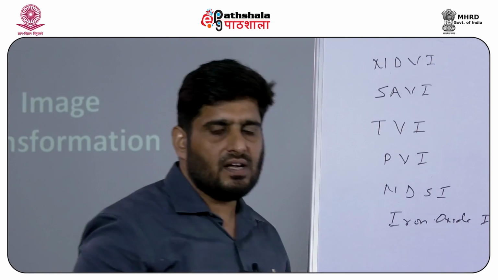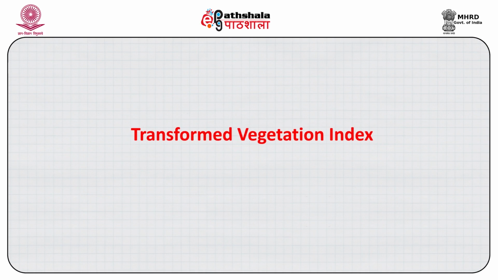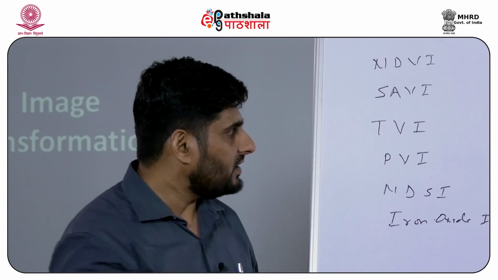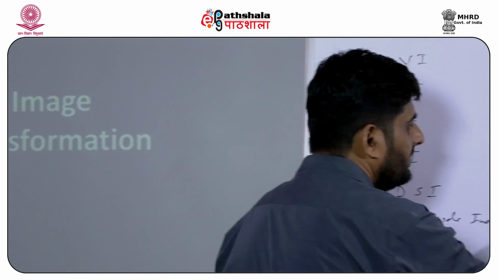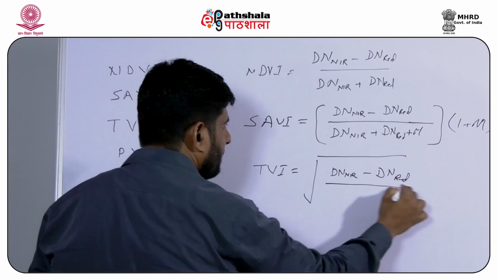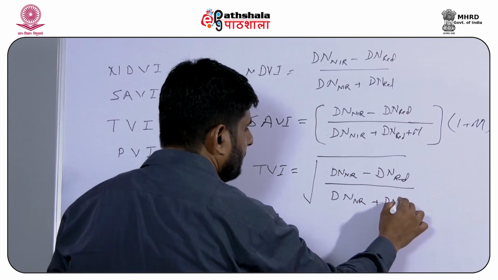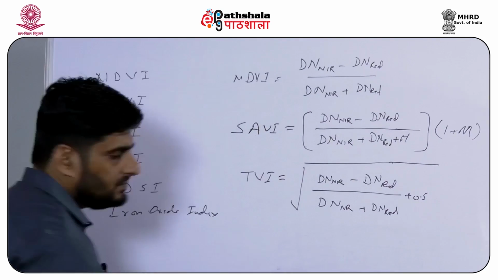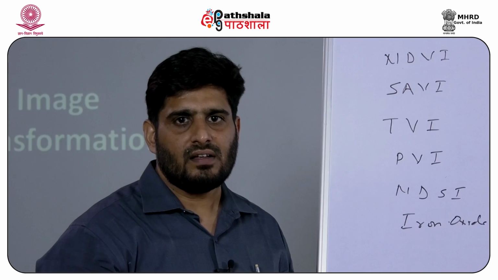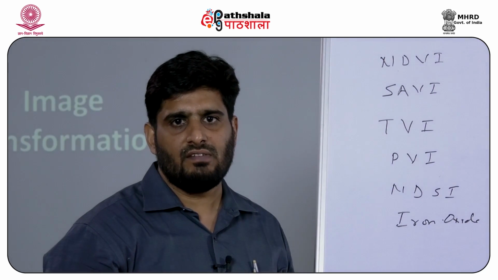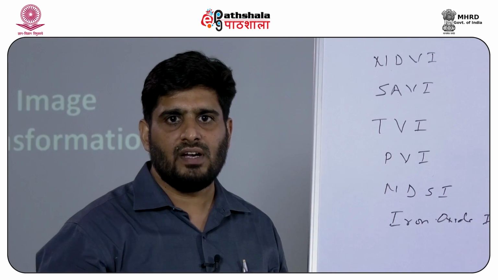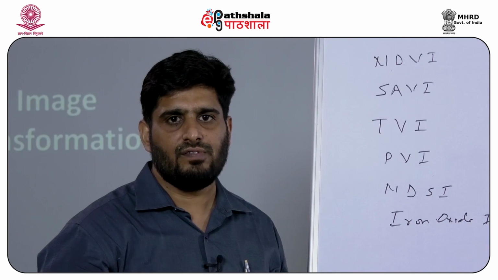Then next is the transformed vegetation index, which is again a modification of NDVI, where we can write this TVI or transformed vegetation index as follows. Viewers, you may notice that again this is a modification of NDVI, but this is more correlated to the vegetation biomass, and therefore, it is commonly used for assessment of biomass on the surface of earth.